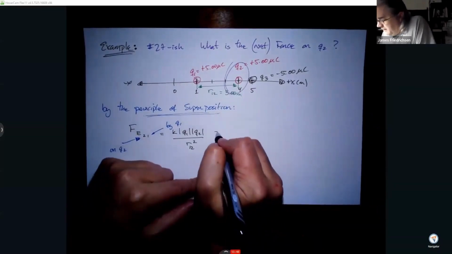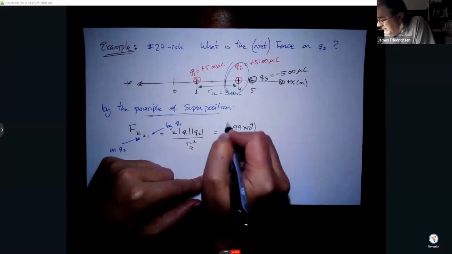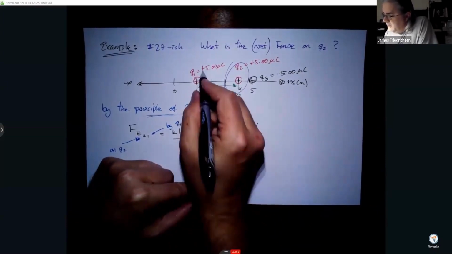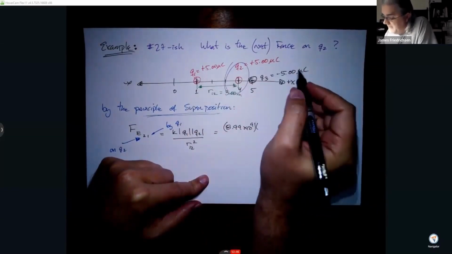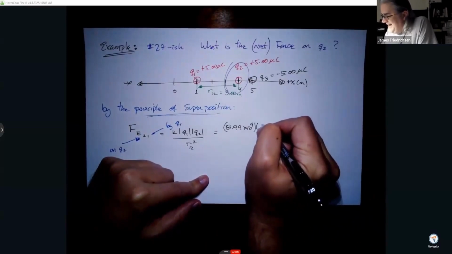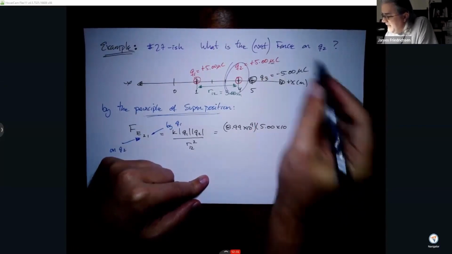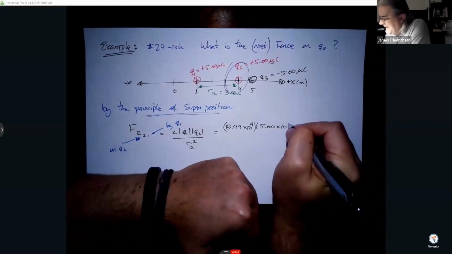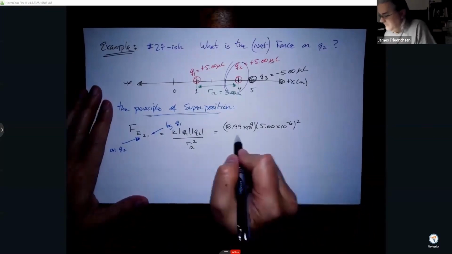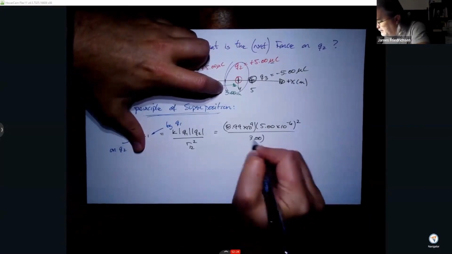So then let's go in and put in our values. This is our 8.99 times 10 to the 9th, the value for k, our Coulomb's constant. Charge 1 would be 5 micro, and charge 2 is also 5 micro. We're going to take the absolute value, but they were positive, so that's fine. Since they're identical, we can just square these. Micro is one of the metric prefixes you need to know offhand. That is 10 to the minus 6. I'm just going to square it because I'm lazy like that. And then we're going to have our 3 meters squared.